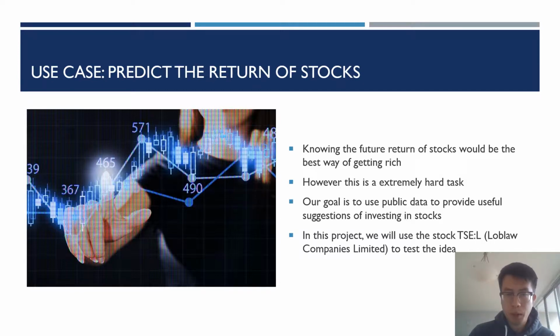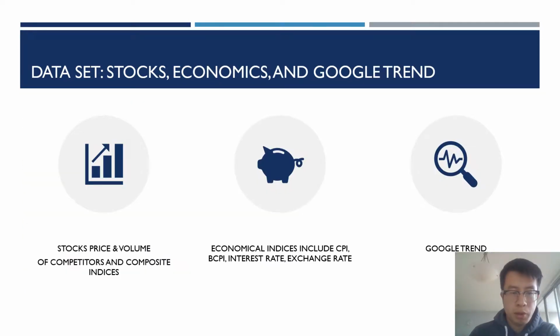And I will choose only one stock, which is the Loblaw Company Limited, the Canadian grocery store, to test the idea. I will collect data using free APIs. One part is the data of the stock's price and the volume from both Loblaw and its competitors. Also, I will collect the composite indices of Toronto stock market and the US stock market. I will collect the economical indices, including CPI, BCPI, interest rate, exchange rate, etc. from the Bank of Canada. And also, I will collect the Google Trends data using some keywords like stock, Loblaw, grocery stores, these such keywords.